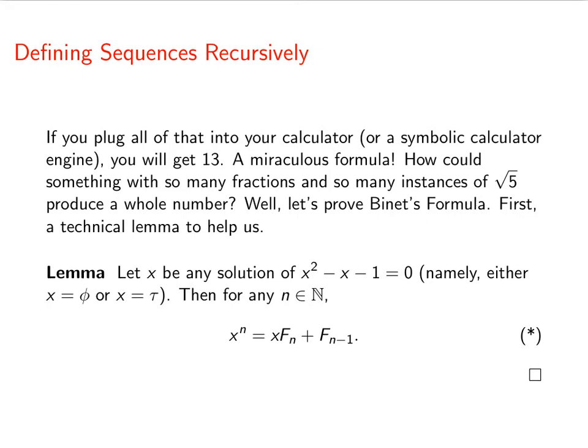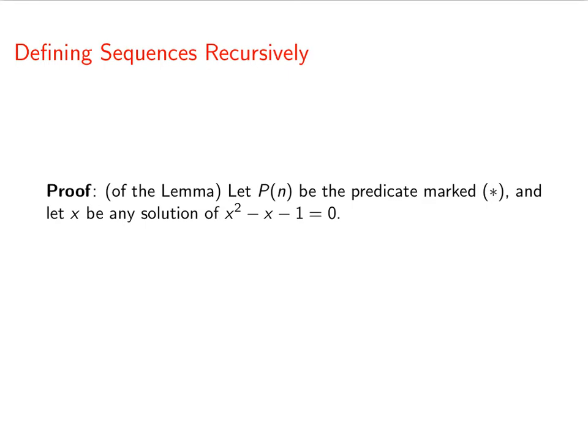All right, so here's the proof of the lemma. Later we're going to prove Binet's formula. So let P of n be the predicate marked star, and let x be any solution of x squared minus x minus 1 equals 0. You're keeping in mind that x can be either phi or it can be tau. All right? We know that f of 1 is equal to 1 and f of 0 is equal to 0. So x times f of 1 plus f of 0 is equal to x. So that tells us that P of 1 is true.